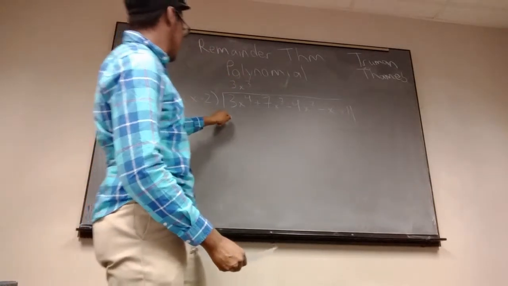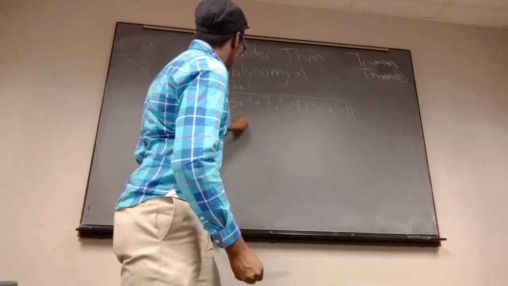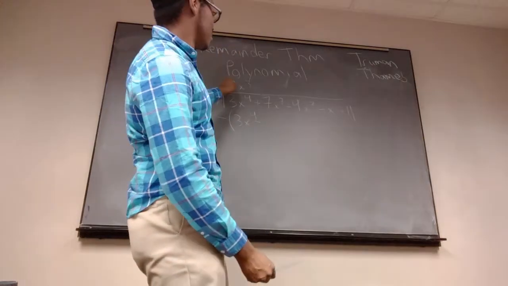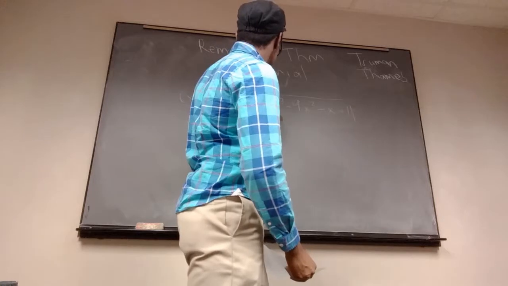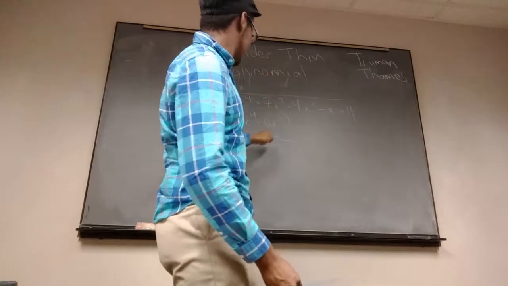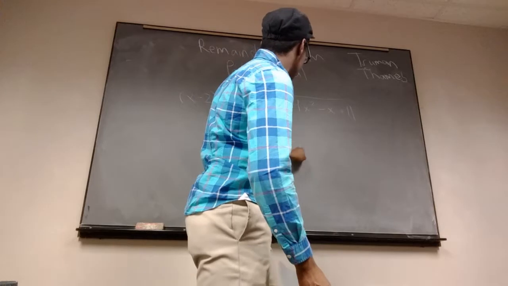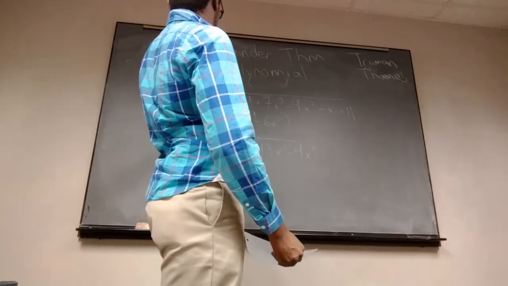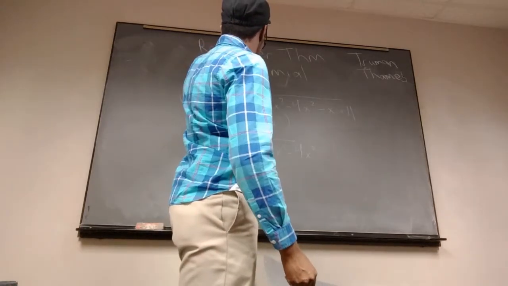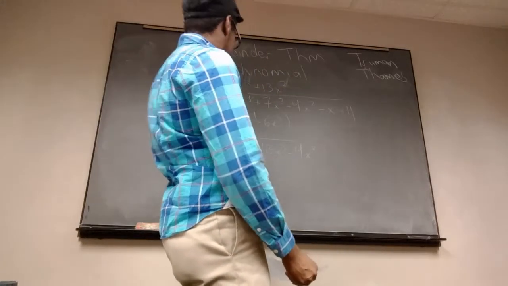x minus 2 goes into 3x to the 4th, 3x cubed times, and we multiply 3x cubed times x minus 2, and we subtract that from our polynomial here. With 3x to the 4th minus 3x to the 4th canceling, minus negative 2 times 3x cubed is 6x cubed. This cancels out. 7 minus 6 is 13, positive 13x cubed, to bring down 4x squared. How many times is x minus 2 going into 13x cubed? It goes in 13x squared times.